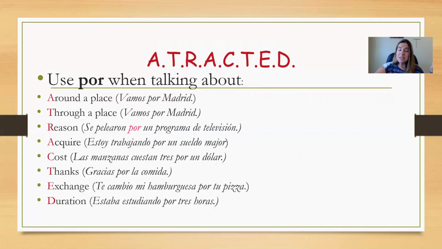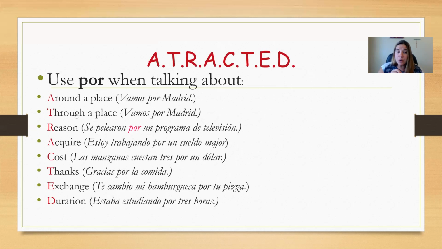So around a place, vamos por Madrid. We're going around Madrid. Through a place, vamos por Madrid. We're going through Madrid towards Sevilla. Vamos por Madrid para Sevilla. Okay, so around, through, and towards, we're headed towards. Little tricky, not gonna lie.